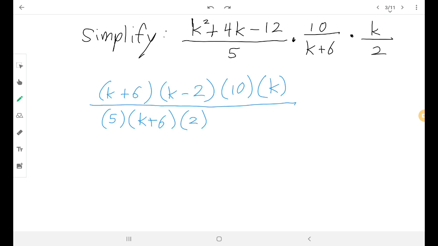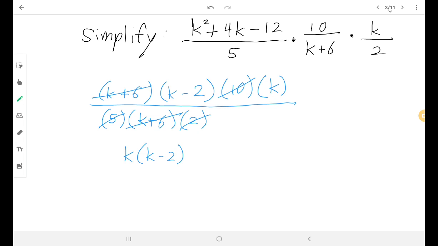So what I'm going to do is say the 10 can cancel the 5 and the 2 together. The k plus 6 can cancel the k plus 6. So we're left with nothing on the bottom, which means a 1, which means it's going to be the top divided by 1, so I can ignore the bottom, right? Anything divided by 1 is that thing. So what I've got is k times k minus 2 for my answer.